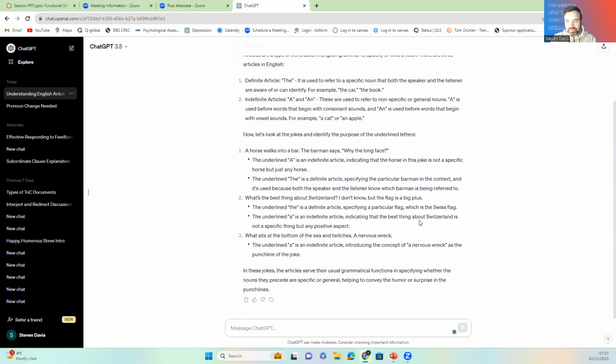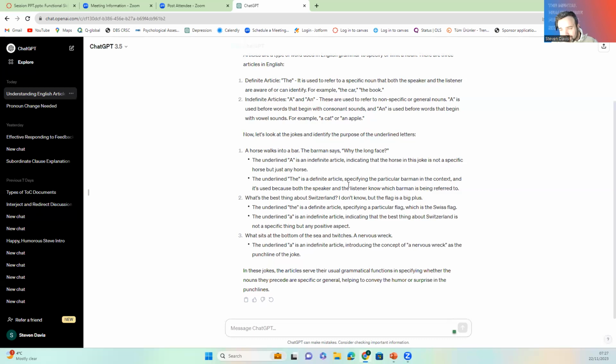So a horse walks into a bar, and the barman says, "Why the long face?" The underlined a is the indefinite article indicating that the horse in the joke is not a specific horse, but just any horse. The underlined the is the definite article, looking at the particular barman in the context. It is used because both the speaker and the listener know which barman is being referred to. There we go.